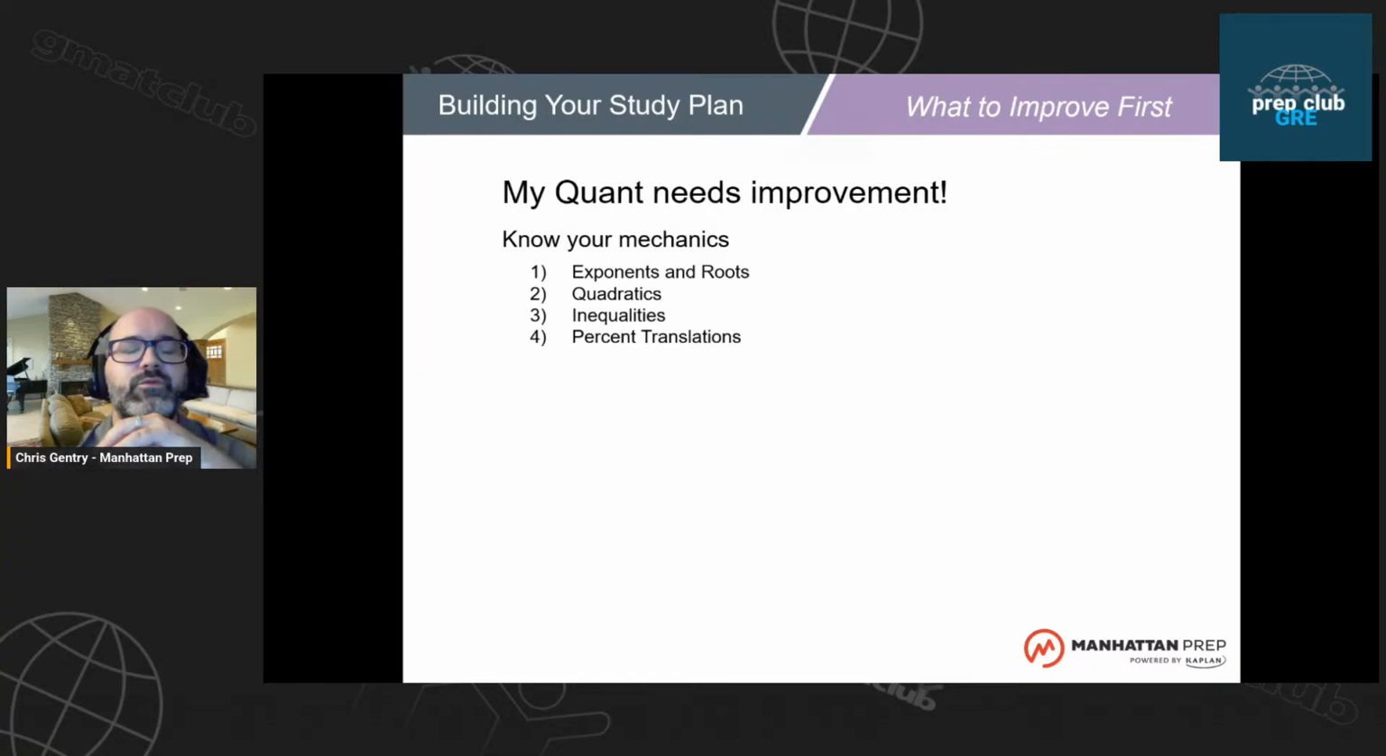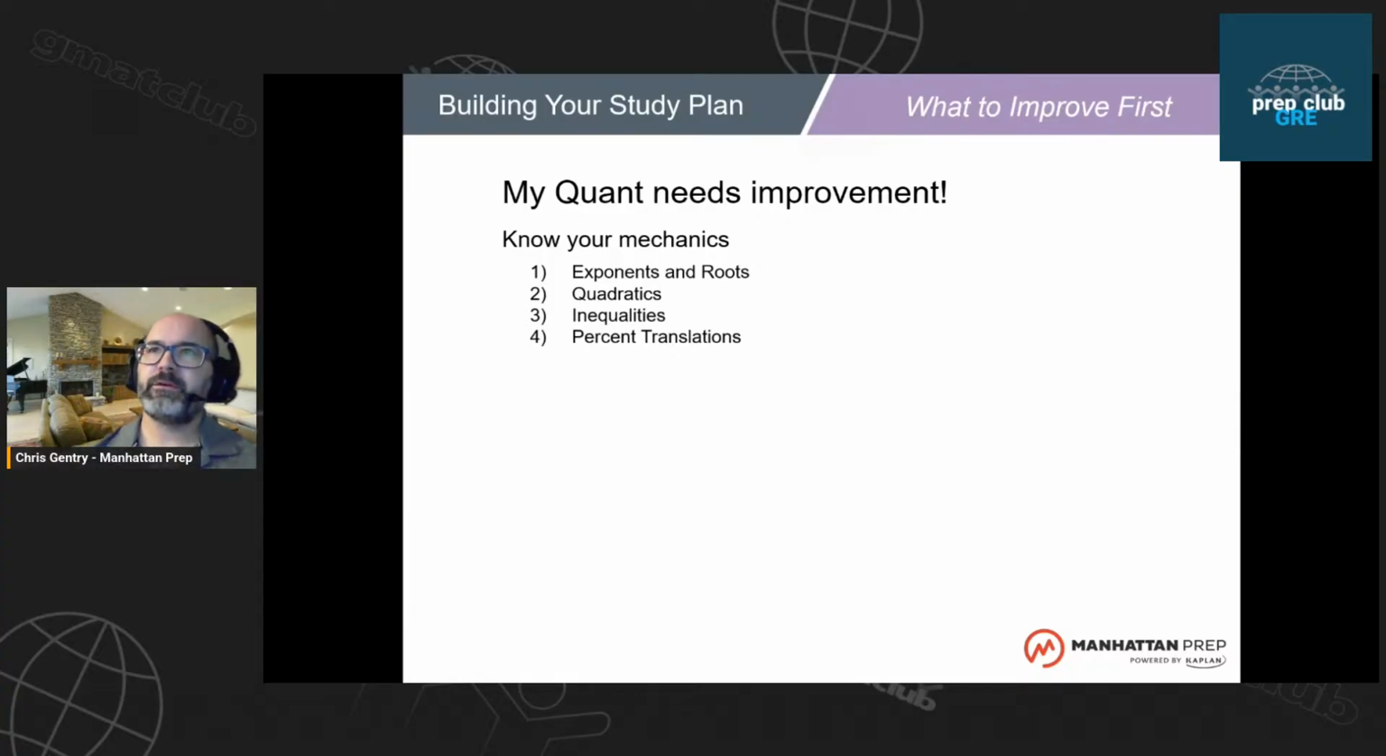Make sure you have exponents and roots. Make sure you have quadratics. Make sure you have inequalities. Make sure you have percent translations. These are the 4 baseline mechanics that everyone must have to get a high score in the quantitative. If you have all of these, the next step would be statistics and geometry. Those would be the order of priority there.